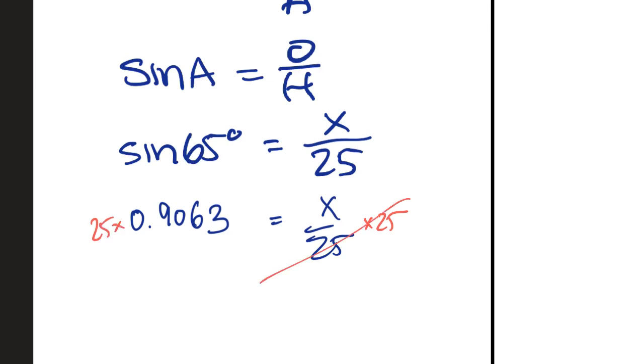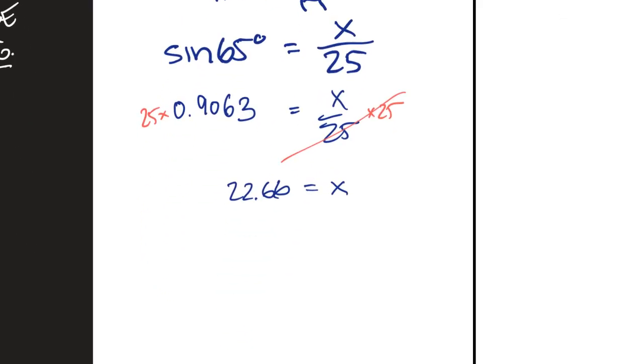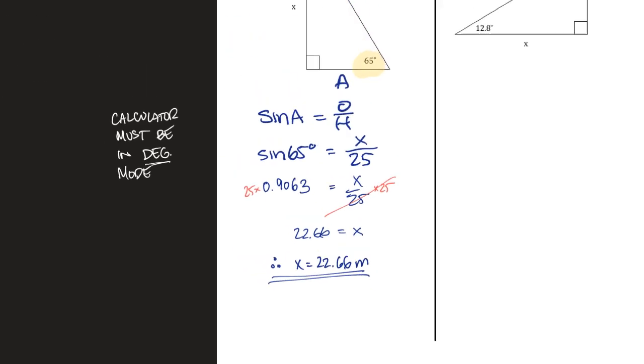So 25 times 0.9063 is just 22 point, I'll round to 2 decimal places here for our final answer, 66 equals x. So all that's telling us is that our x, our missing side, right here, is 22.66. And if you notice, the units we're given here in this part is meters. So the answer should actually be, therefore, x equals 22.66 meters. There we go.